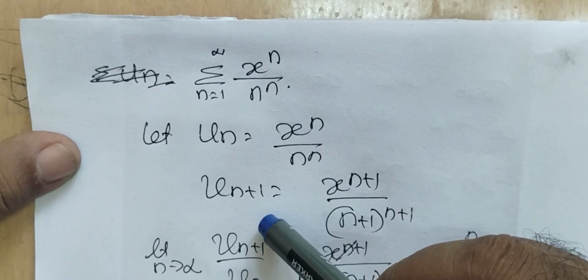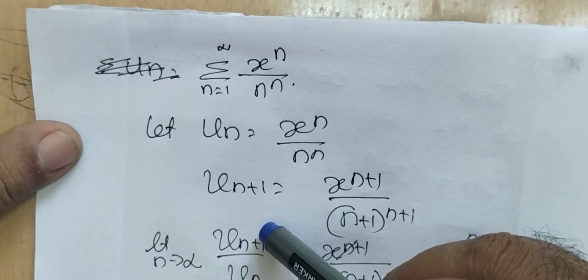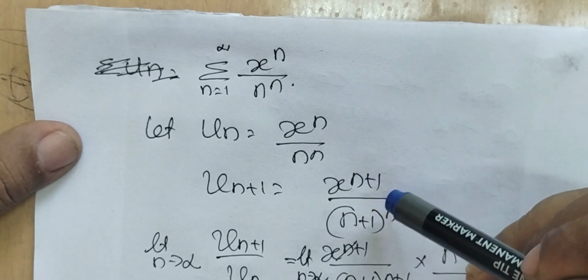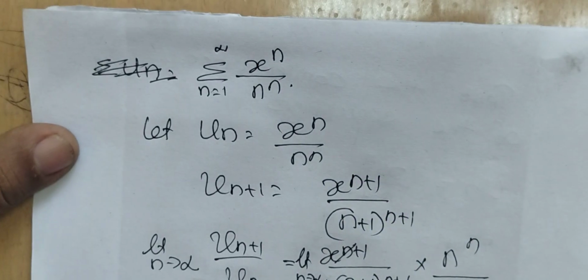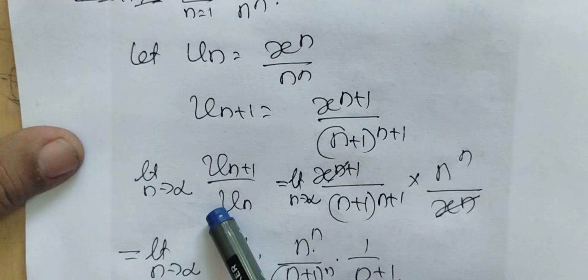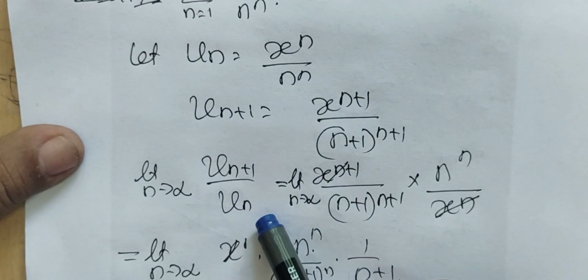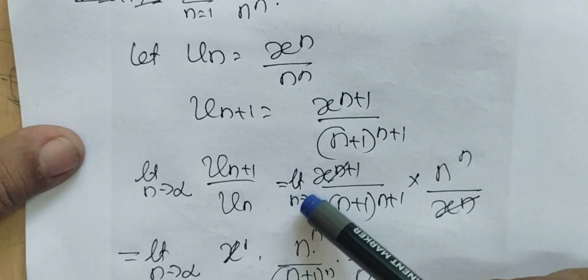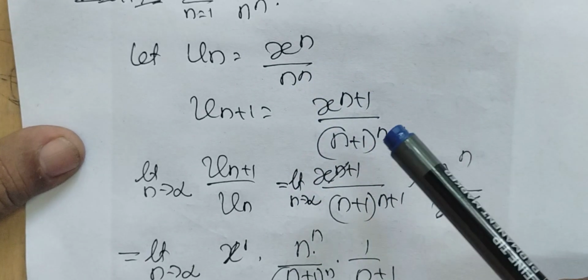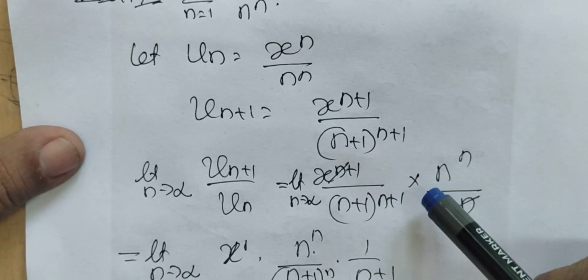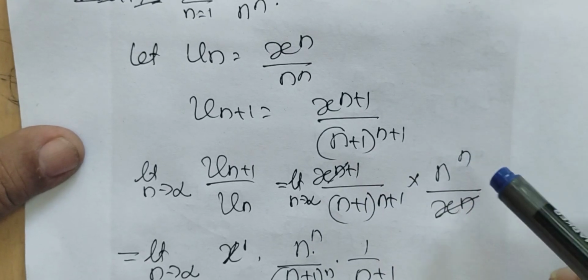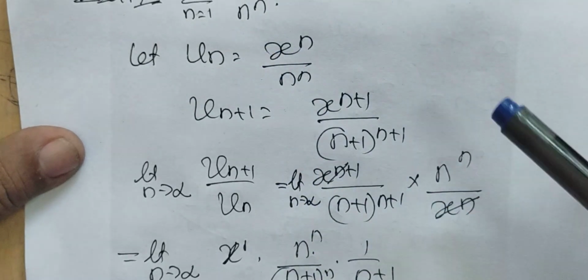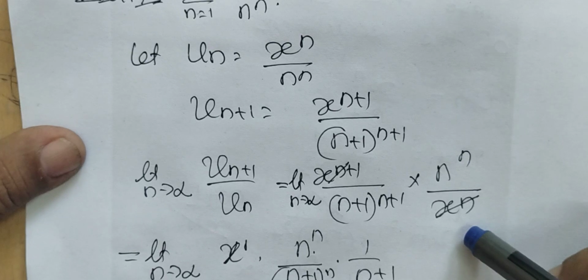So what is un plus 1? Un plus 1 is equal to, replace n by n plus 1, that is x raised to n plus 1 by n plus 1 whole power n plus 1. Now limit n tends to infinity, un plus 1 by un is equal to limit n tends to infinity, x power n plus 1 by n plus 1 whole power n plus 1, into n power n by x raised to n. You multiply with the reciprocal of un, that is n raised to n by x raised to n.